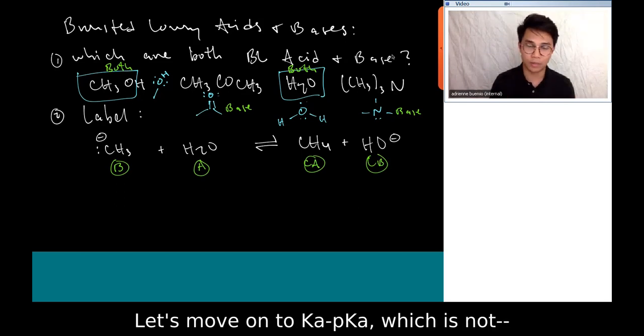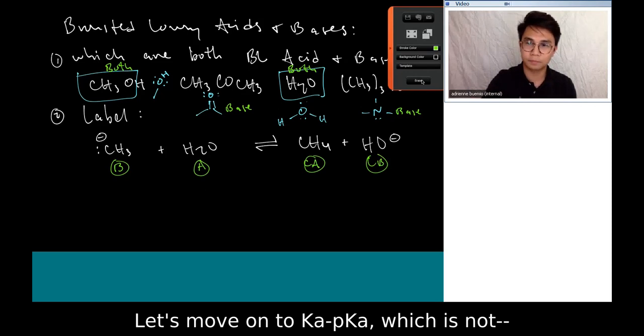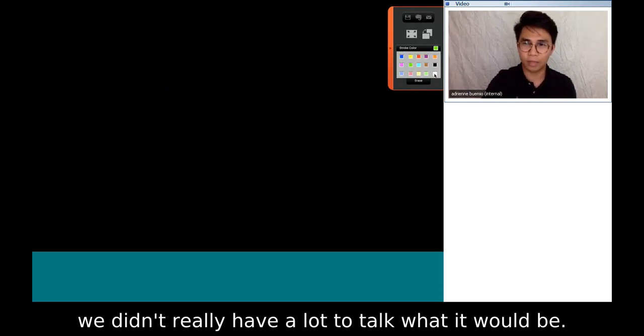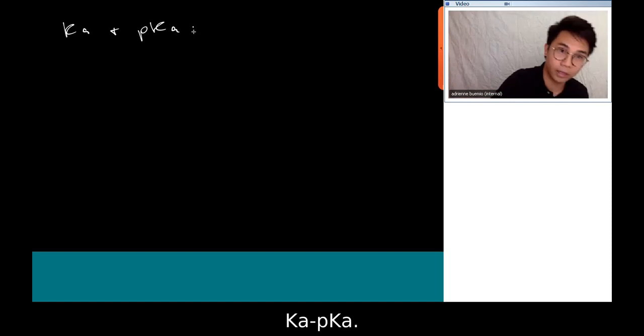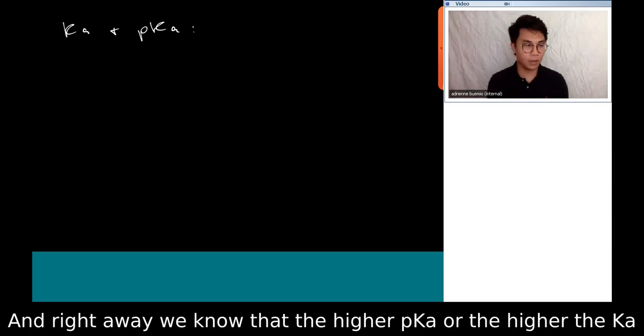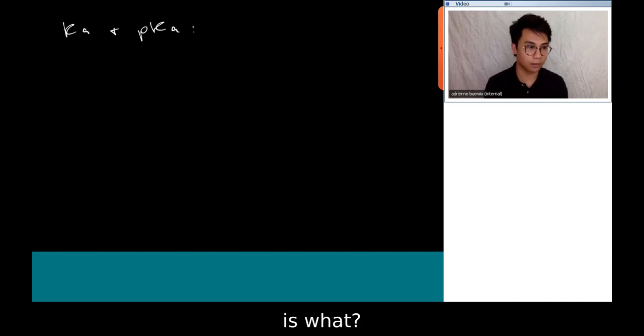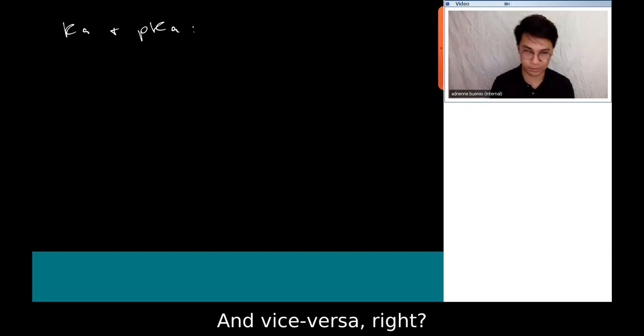Let's move on to Ka and pKa, which we don't really have a lot to talk about. It's just formulas and trends, but it's still good to know, kind of a refresher, I guess, or good notes. Right away, we know that the higher the pKa or the higher the Ka is what, and vice versa, right?